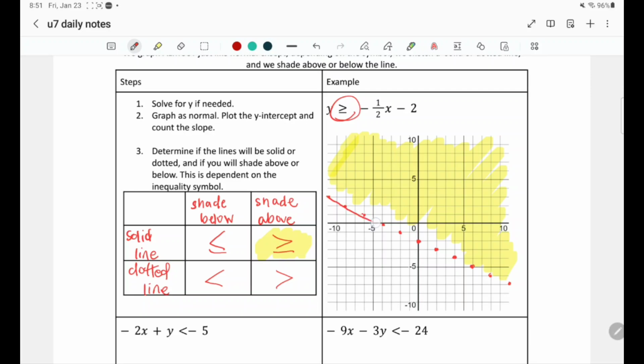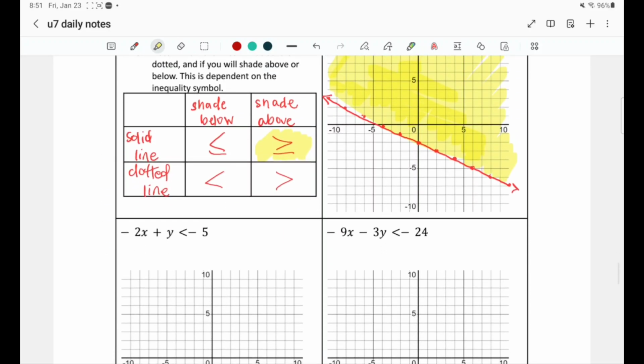And then it's going to be a solid line. Again, on Delta Math, there's a button, and on your test, you're going to draw it. So that's what it looks like. You graph like you always do, and then depending on the symbol, just look at your chart. I don't expect you to memorize this stuff. I expect you to look. So shade above because it's greater than, solid line because it's greater than or equal to.